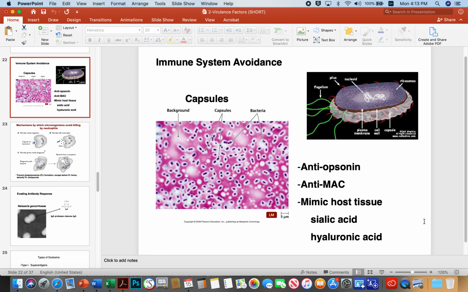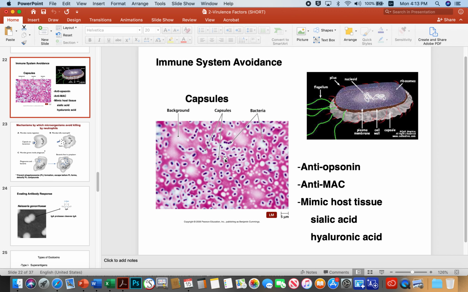A virulence mechanism is the ability to avoid the immune response. One of the greatest ways that microbes do that, and obviously not all are encapsulated, but a lot of microbes that avoid the immune response do so with capsules. This is a classic capsule stain that you would have done in micro 224, or 221, for example.